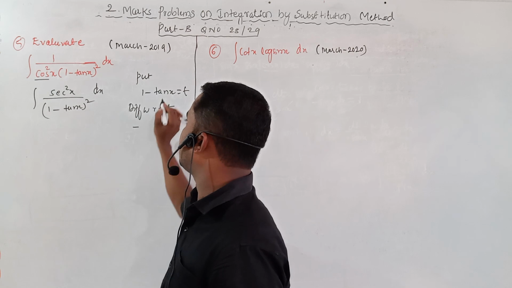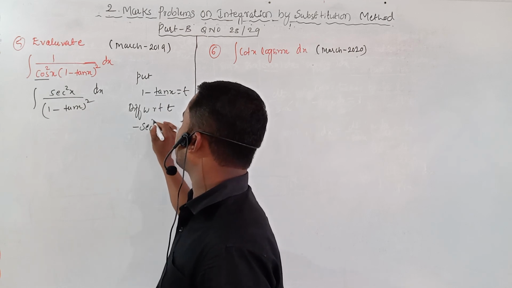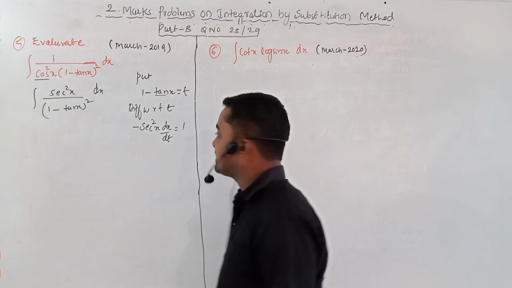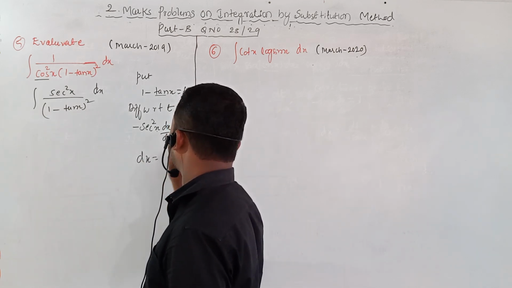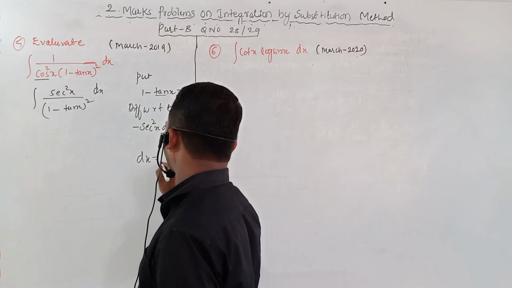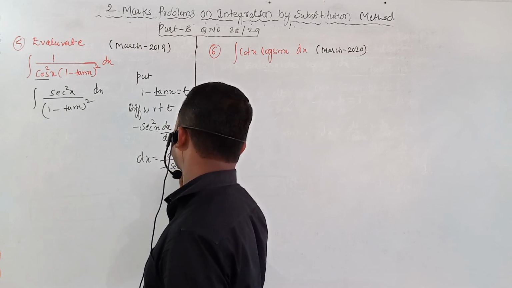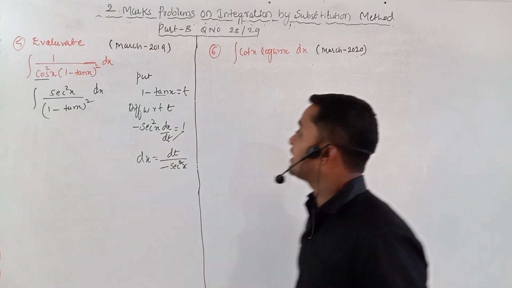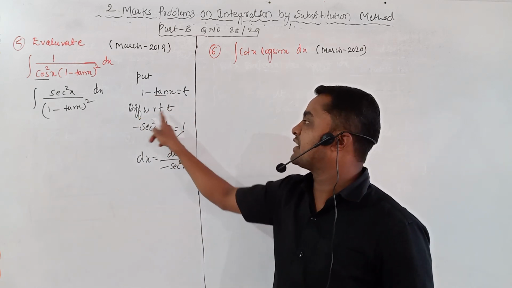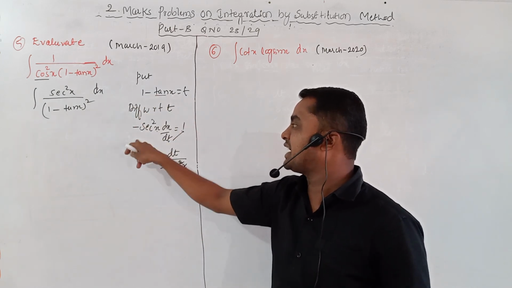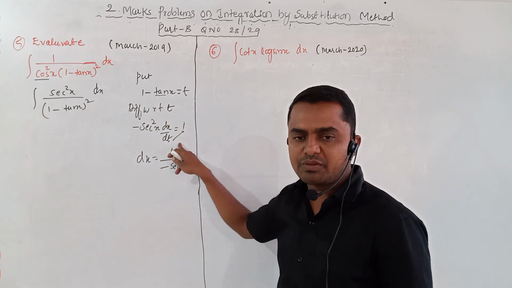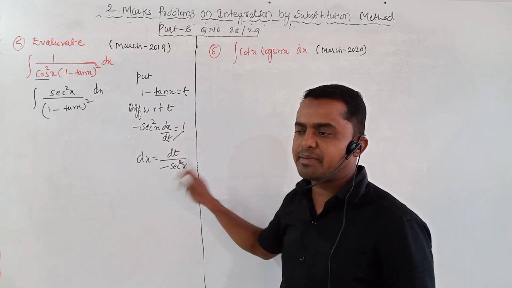Differentiate with respect to t. Derivative of 1 is 0, minus derivative of tan, sec square x, derivative of x, dx by dt. Derivative of t is 1. Now solve for dx. Dx is equal to dt divided by minus sec square x.